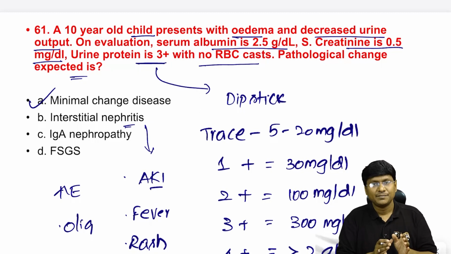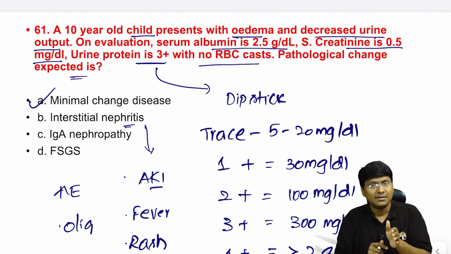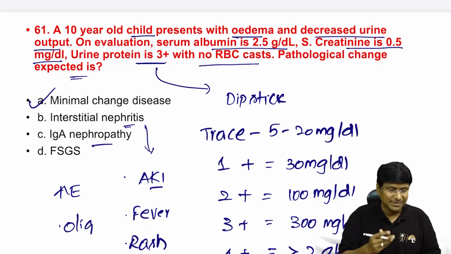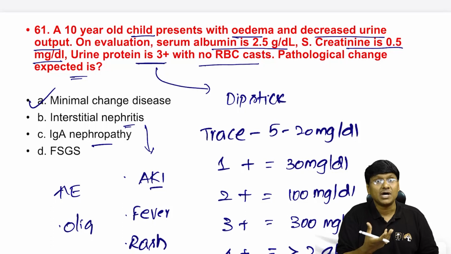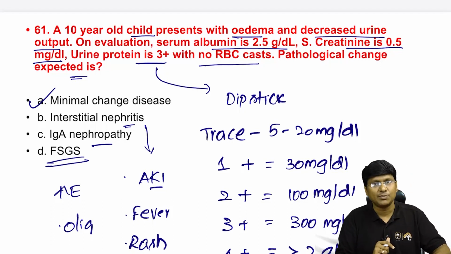And this will develop, which one? The interstitial nephritis will develop 7 to 10 days after treatment with methicillin or another beta-lactam antibiotic. Whereas IgA nephropathy, already I have said, occurs 2 to 4 days after the upper respiratory tract infection. And these patients with IgA nephropathy will have gross hematuria. Then you take focal segmental glomerulosclerosis.